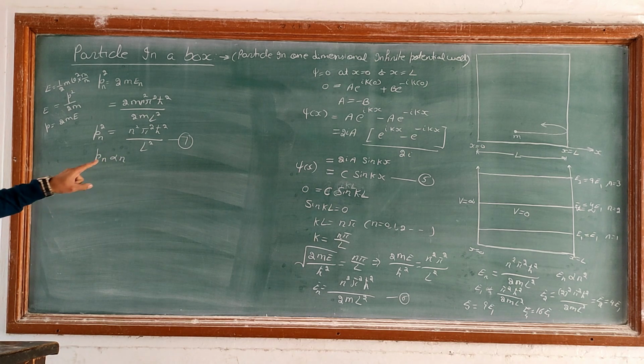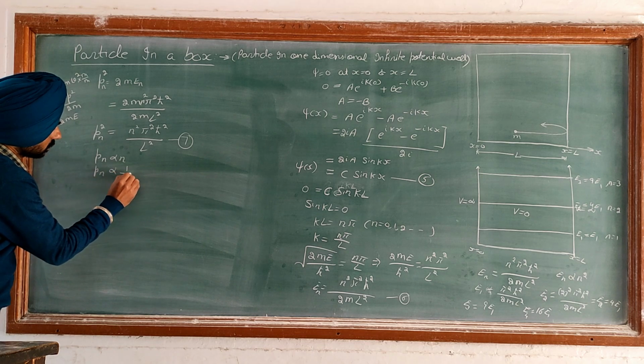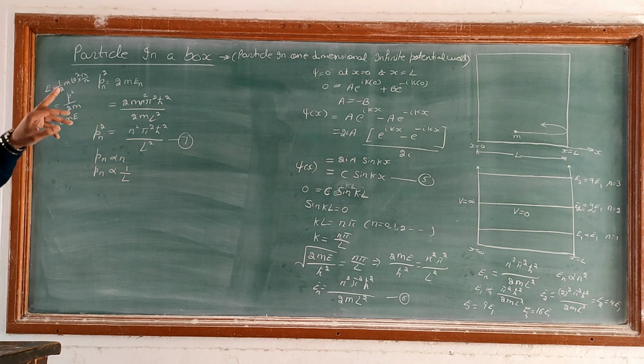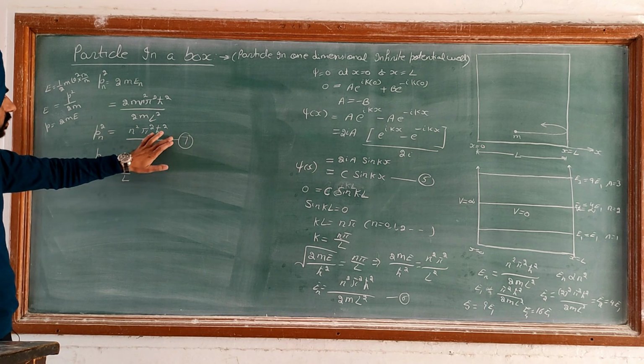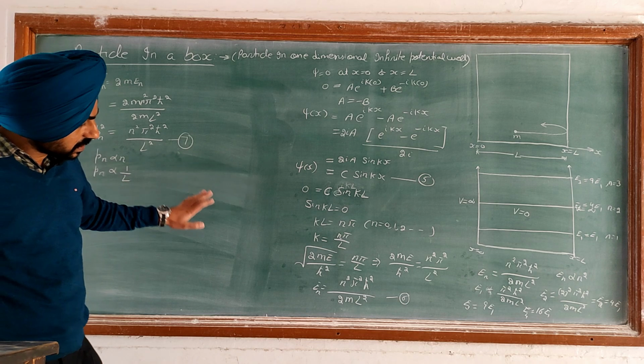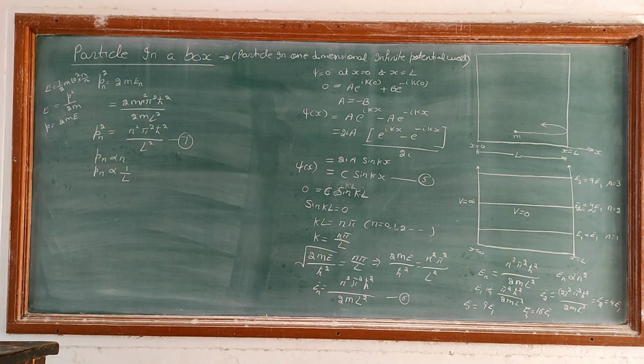Second thing, it is inversely proportional to L, where L is the length of the well or the box. And third, it is independent of the mass because there is no term like m in this expression, but energy of the particle is a function of mass. So this is all about the eigenvalue of the momentum.